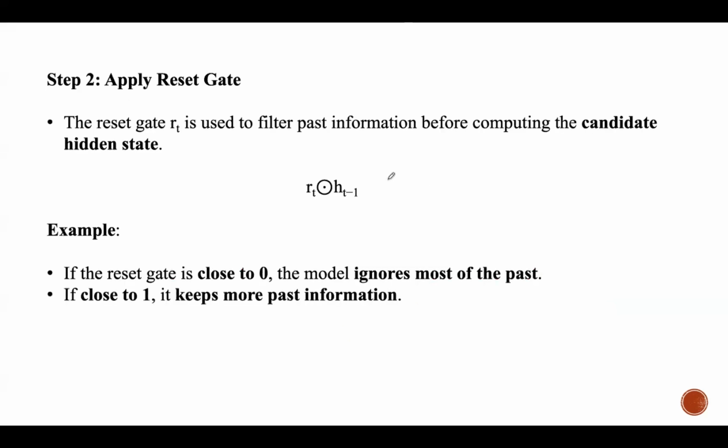And after that, this reset gate is used in order to filter the past information before computing the candidate hidden state. So here you can see we are applying element wise multiplication on RT and HT minus 1. This RT determines how much of the previous hidden state HT minus 1 should be used when computing the next candidate memory, right? So this element wise multiplication ensures that each element of HT minus 1 is scaled by the corresponding element in RT.